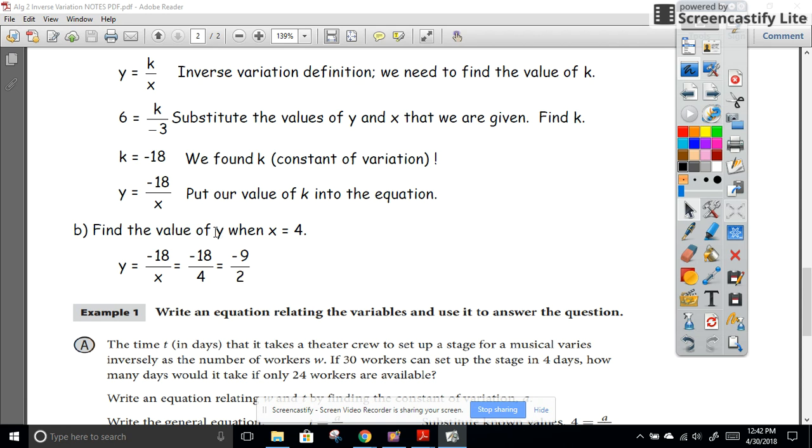We could have done the same thing if they'd given us a y value. We would have plugged in a y value right here. We would have had to solve for x.